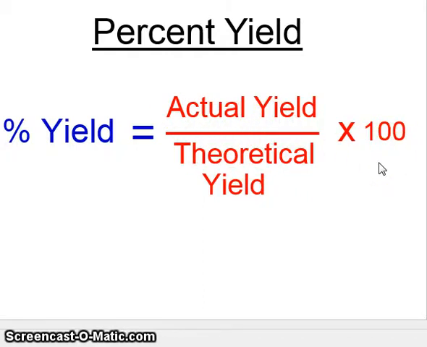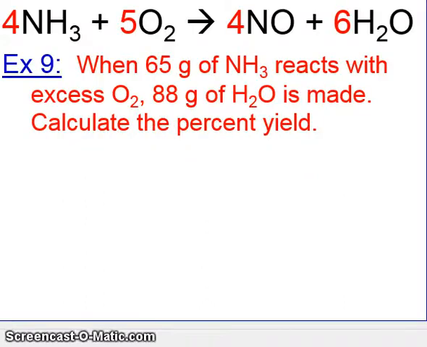So what we're calculating here is how much did we actually make based on how much we predicted that we would make. This is a very common way of doing stoichiometry, because reactions don't always produce the perfect amount of products. So really what we have to do is do this calculation and see if we can calculate the percent yield. So the question asks us, when 65 grams of NH3 reacts with excess O2, 88 grams of water is made. Calculate the percent yield.